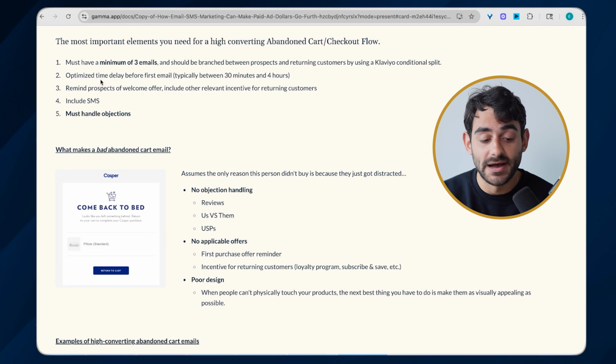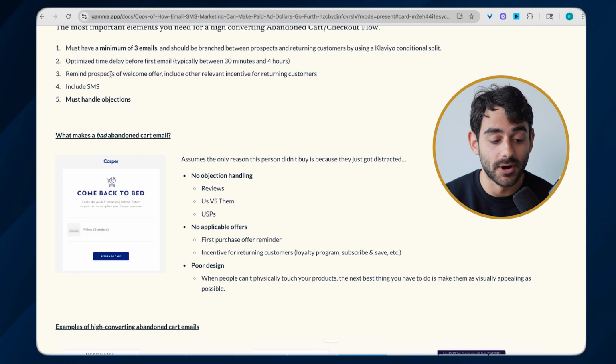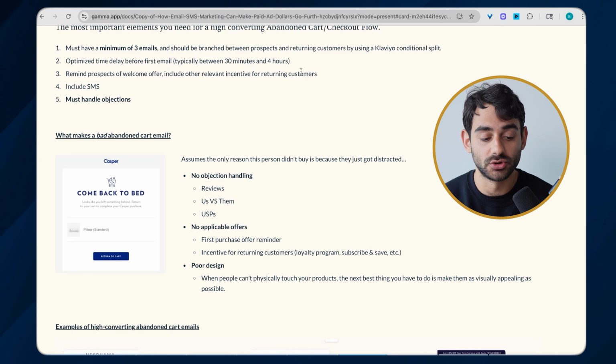Next up, you need to have an optimized time delay before your first email. This is typically between 30 minutes and 4 hours. We A/B test this for all of our clients. You want to remind your prospects who have never bought before about your welcome offer, and then you want to include other relevant incentives for returning customers.